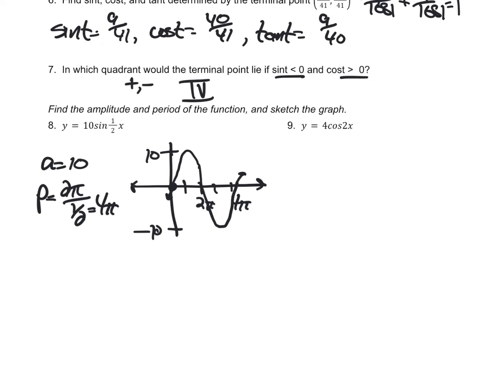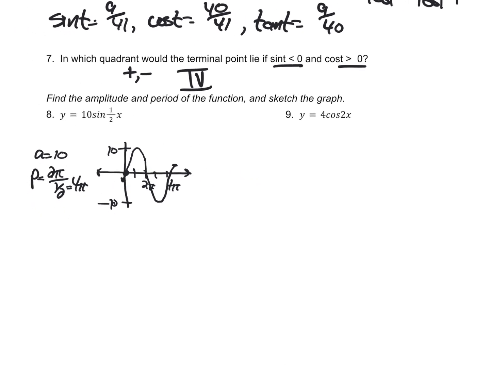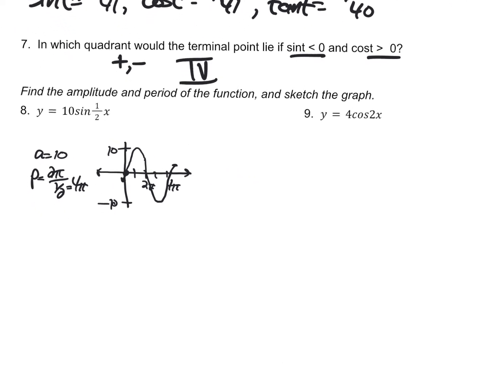So there's number 8. Number 9. Here we go. It says y equals 4 cosine 2x. So the amplitude would be 4. The period is 2 pi divided by b, which is 2, which is just pi.